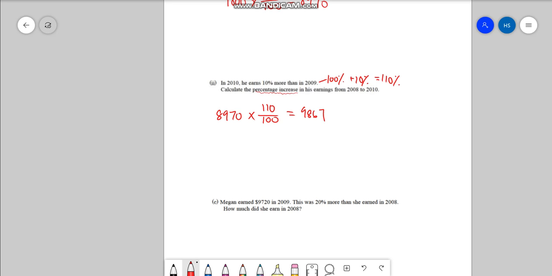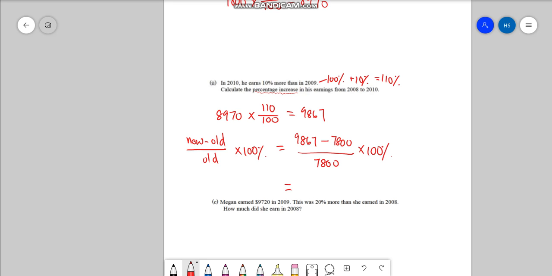So every time you see the word percentage increase, percentage change, or percentage decrease, okay, the formula should be new value minus old value divided by old value times 100%. So in this question, the new value is the value in 2010, which is 9867, minus the old value. Old value is 2008, which is the 7800. So over 7800 times 100%.